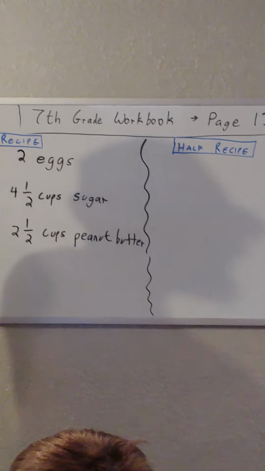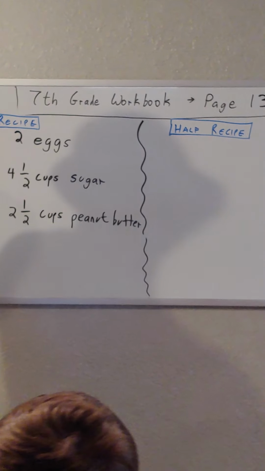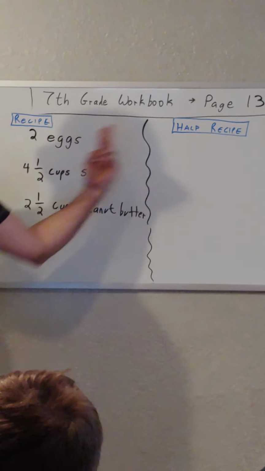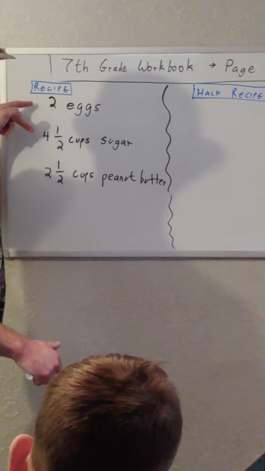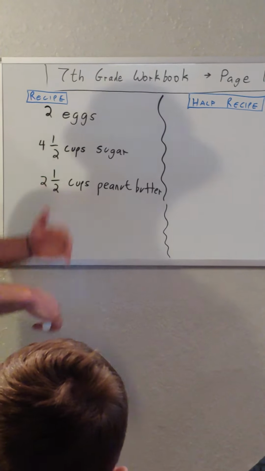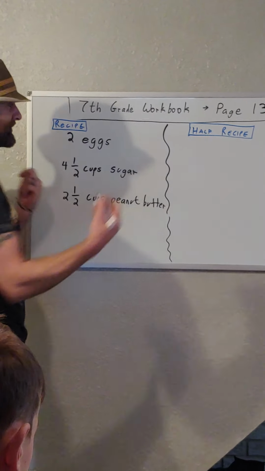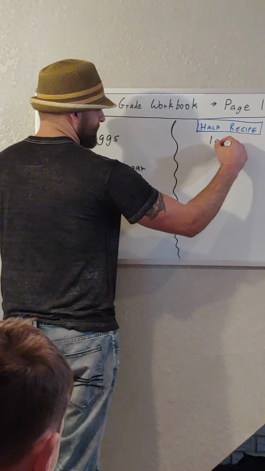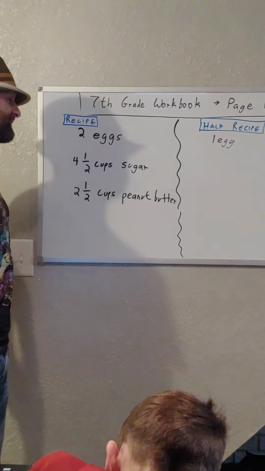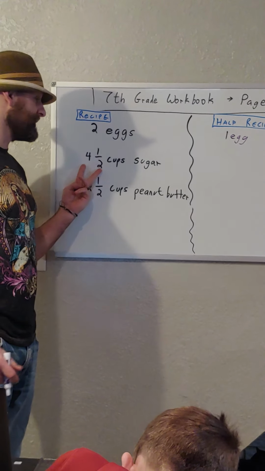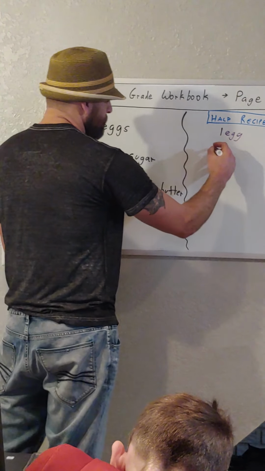Alright, this one corresponds to page 13 in the workbook. It asks for a half recipe, it gives you the full recipe. It's pretty much like you would think. I mean, half of 2 eggs is 1 egg. To find half of 4 1/2, you just find half of 4, which is 2.